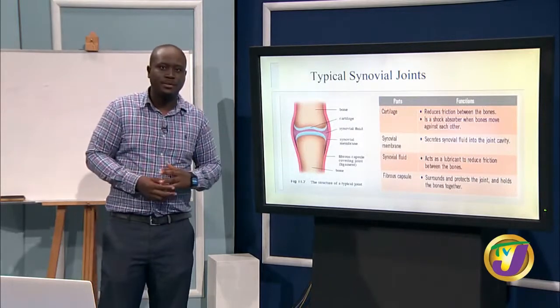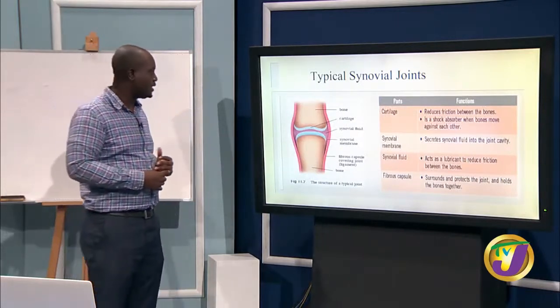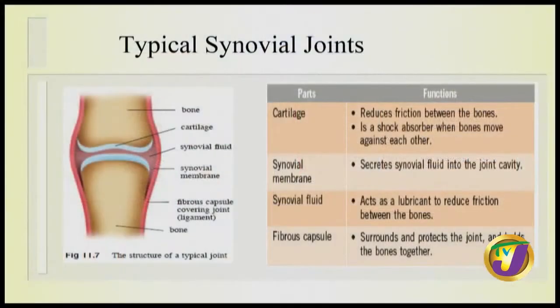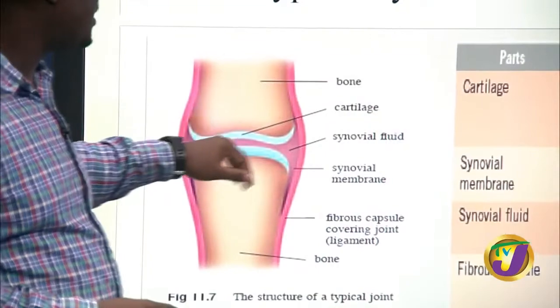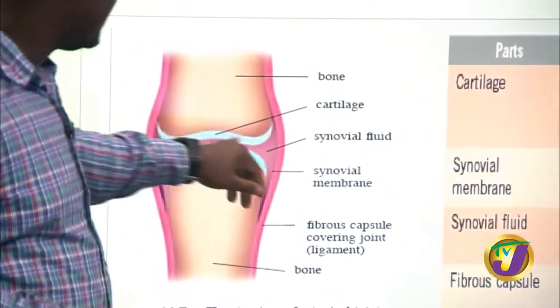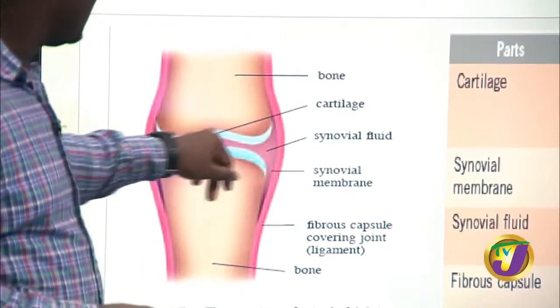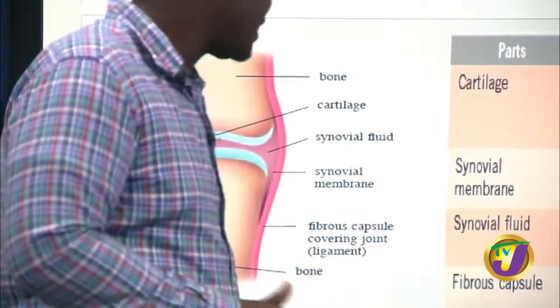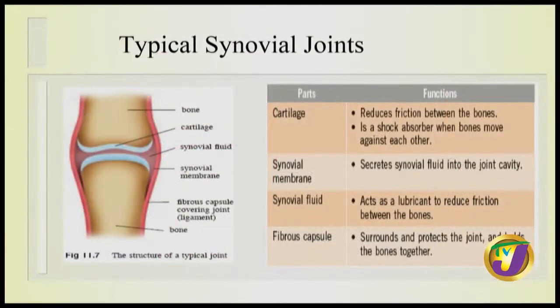For your syllabus, you need to be able to draw and label a typical synovial joint. So you need to know all the different parts and their function. Between where the bones meet, you have the cartilage, and the cartilage serves to reduce friction between the bones. And then you have the synovial fluid that runs in the space. The synovial fluid, as I said, is like a lubricant to reduce friction as well.